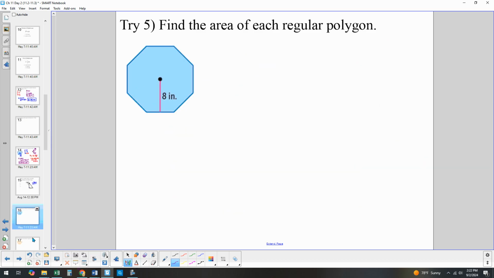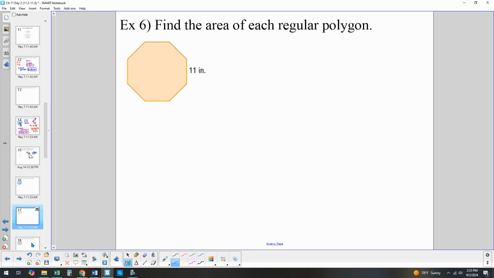So here's one for you to try. You could pause if you'd like. Answer is posted online. Now we're going to look at one where we're not given the apothem.